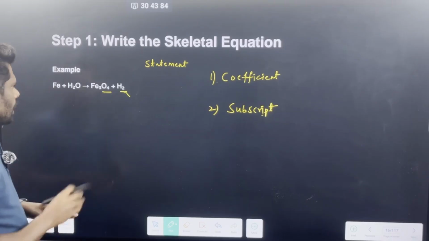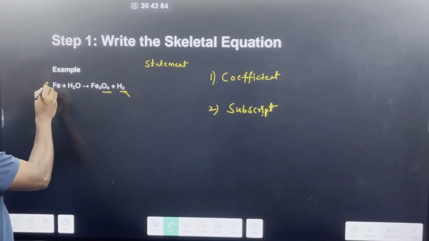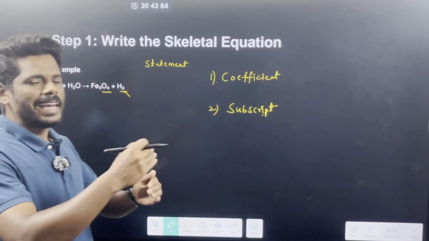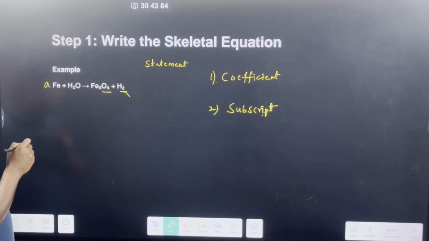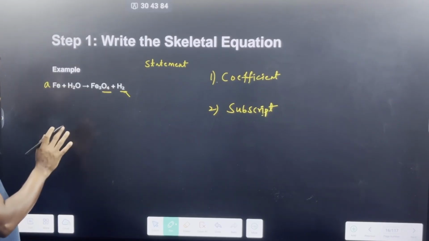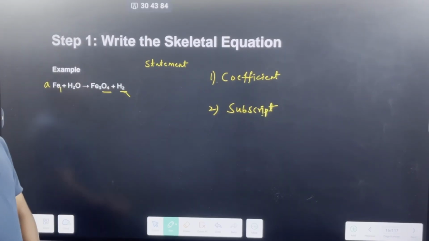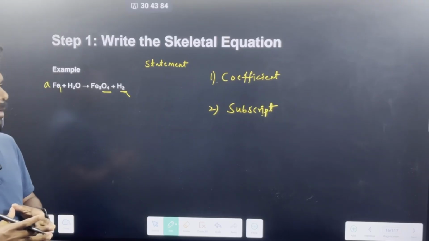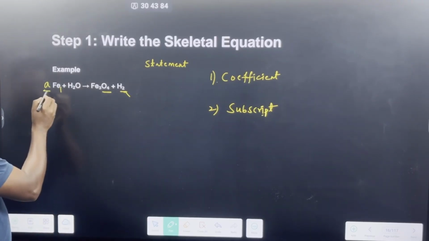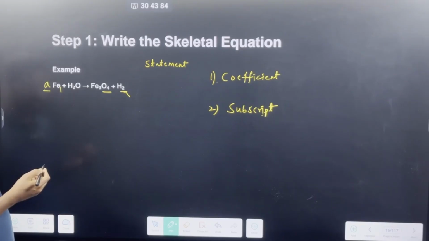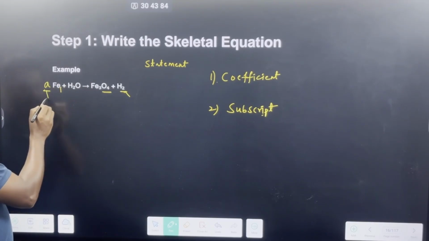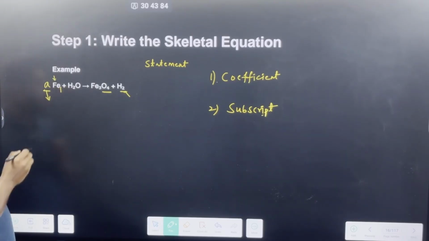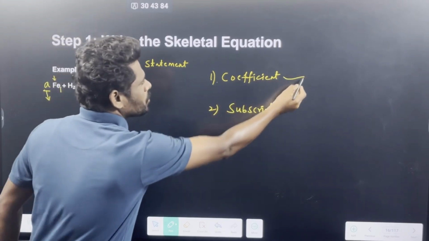Suppose I have taken A in front of iron. If you look at the iron atom in the reactant side, there is no subscript. That means the subscript for the iron is 1. And I have written a number in front of the iron atom, of course it is unknown, we don't know its exact value. So the number which is preceding the formula or symbol, which is in front of the formula or symbol, is called the coefficient.